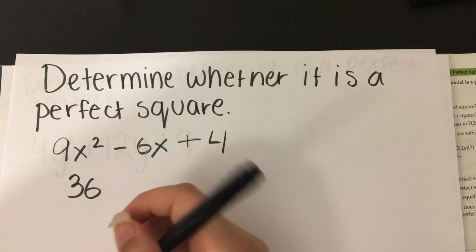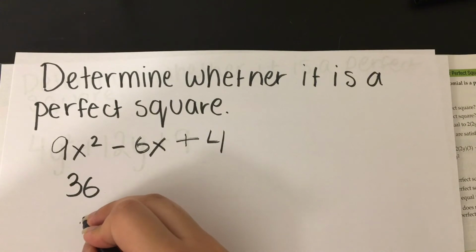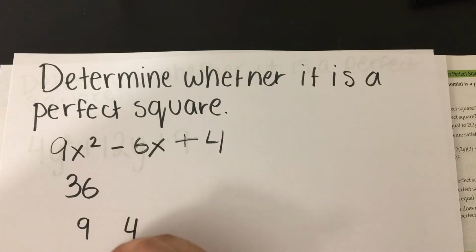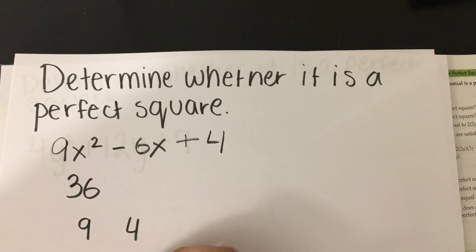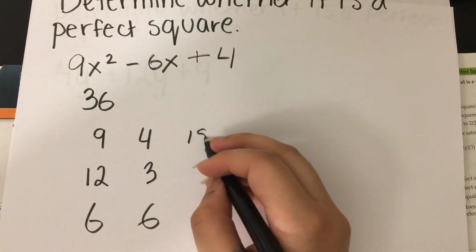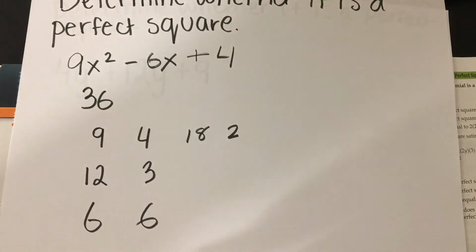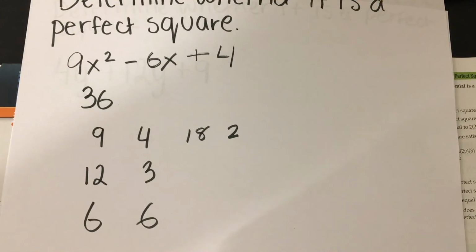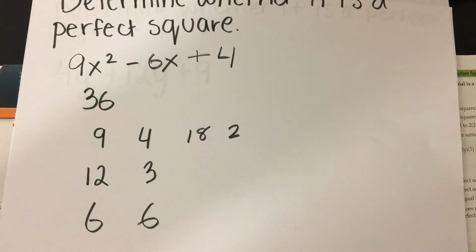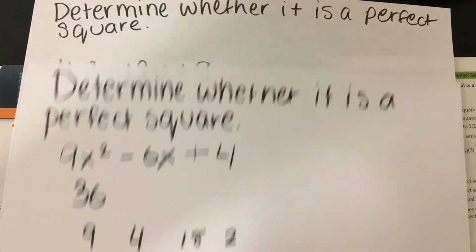And what are factors of 36 that add up to 6? Well, negative 6. Let's see. 9 and 4, no. 12 and 3, no. What else is there? 18 and 2. Well, it doesn't look like there really are any. Therefore, it is not a perfect square.